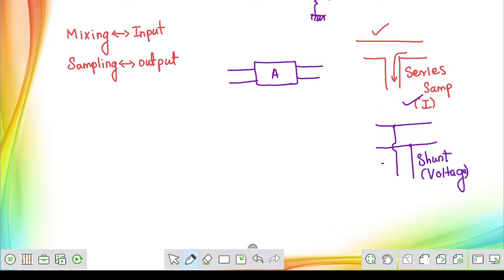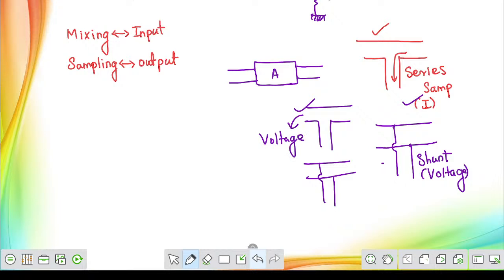Similarly, on the input side, if it is in series, this is called series configuration, and this representation is called parallel configuration. This is parallel. On the input side, if it is represented in series, it means we are mixing. In series circuit, we can mix voltage only. If you are taking parallel configuration on the input side, it means we are mixing current. This is a mixing circuit, but that is shunt mixing, parallel mixing. In shunt, we can mix the current.